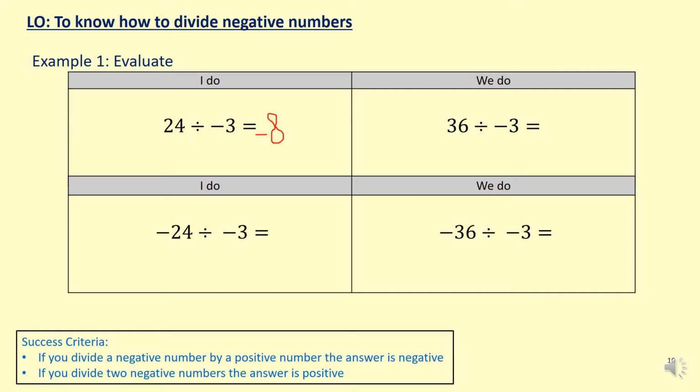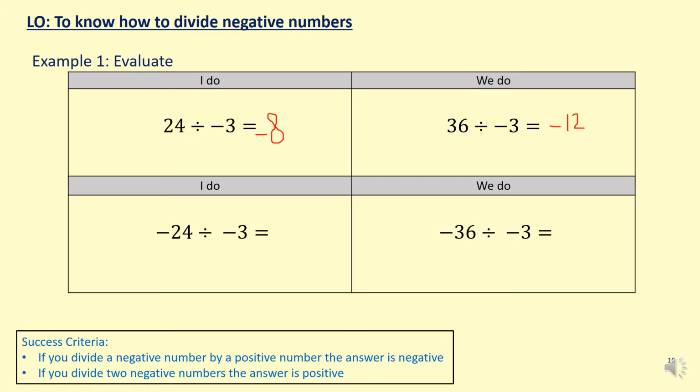Okay, again, 36 divided by 3, you do that division, you find your answer as 12. Then positive divided by negative, your answer would be negative. So your answer is negative 12.